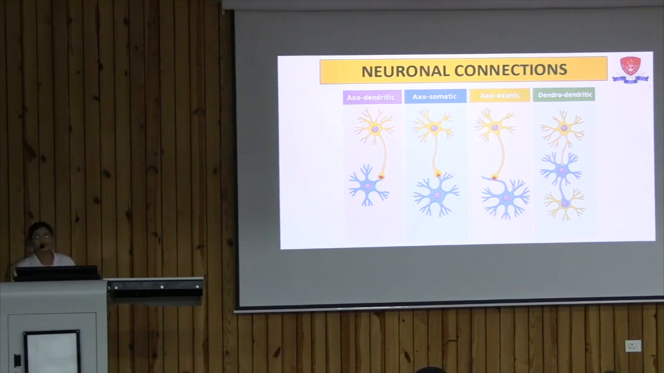Next is axosomatic, in which the axon of one neuron connects directly to the cell body or soma. Next is axoaxonic, in which the axon of one neuron connects to the axon of another neuron. And lastly, dendrodendritic, in which the dendrite of one neuron connects to the dendrite of another neuron. It is seen in some specialized areas like the olfactory bulb.